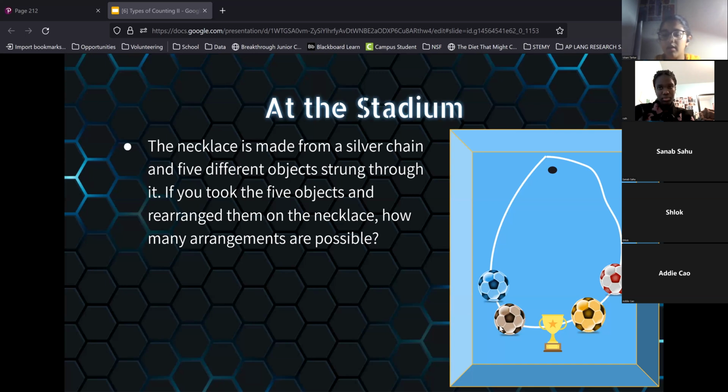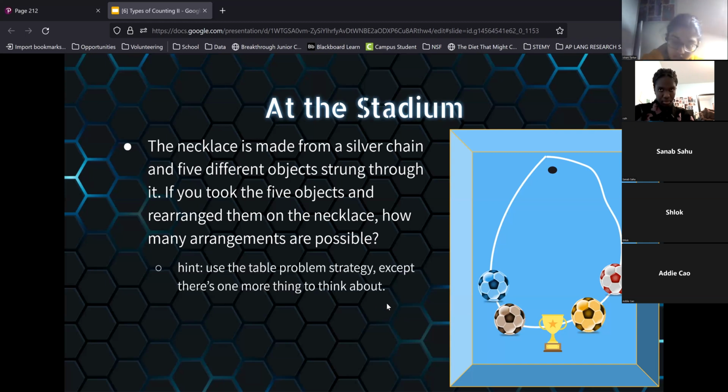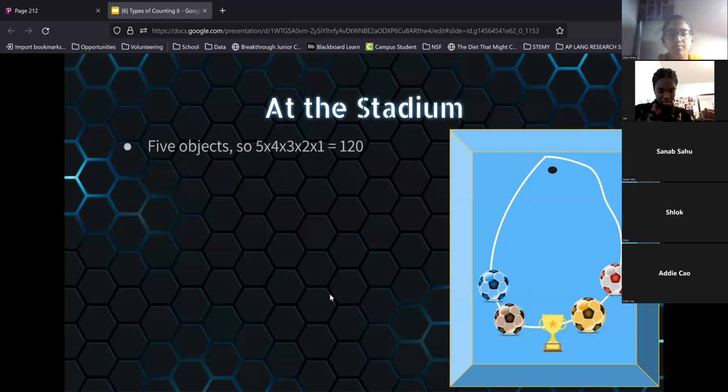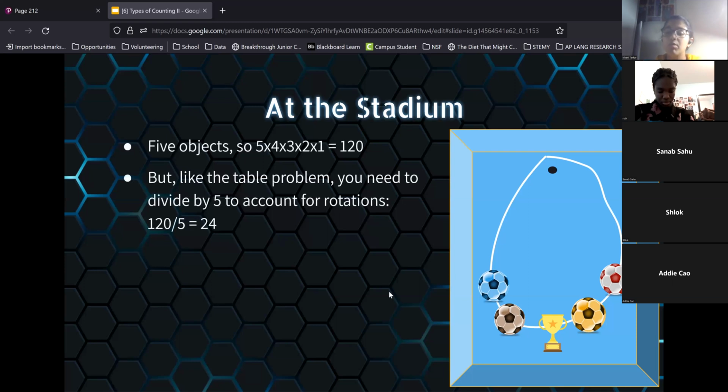Okay, so I'm seeing some answers. Actually, I will explain it. You'd want to use the table problem strategy, except there's one more thing you have to think about. It's the fact that you can flip the necklace and it would still be the same necklace, right? So we would want to divide by 2 after we multiply out the number of ways.